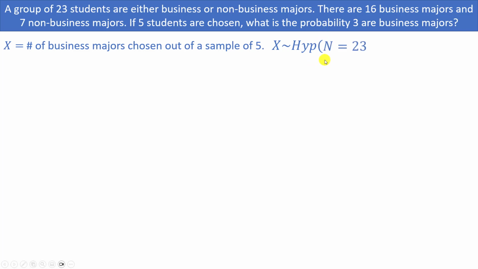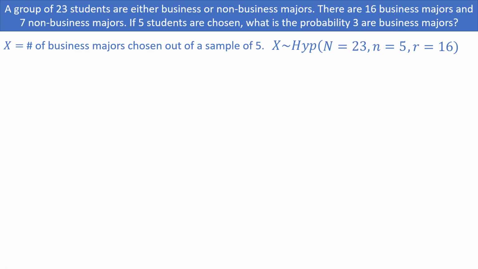Our population size, represented by uppercase N, is equal to 23. There are 23 students which we are choosing from. Lowercase n, which is our sample size, is 5. We are choosing 5 students. R is the number of students who have the attribute or characteristic that we are looking for, which in this case are the business majors, and there are 16 business majors.